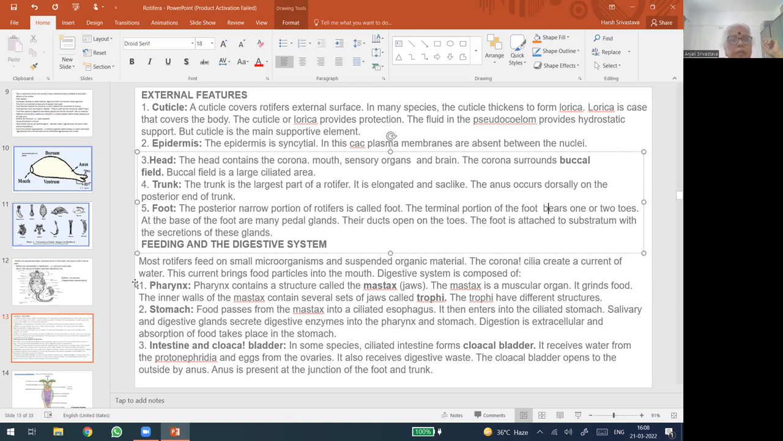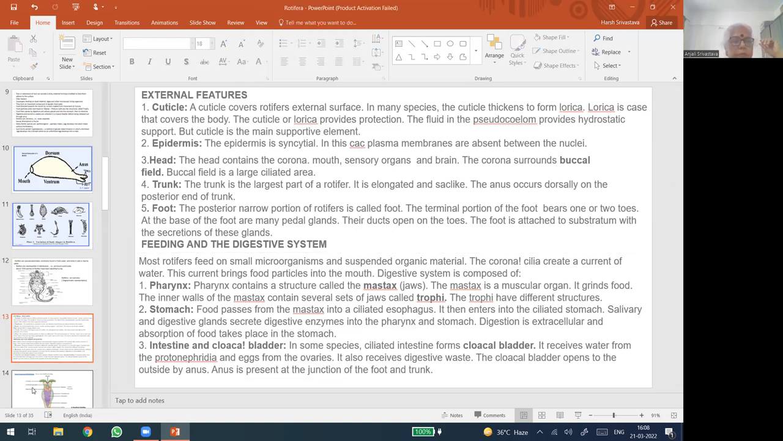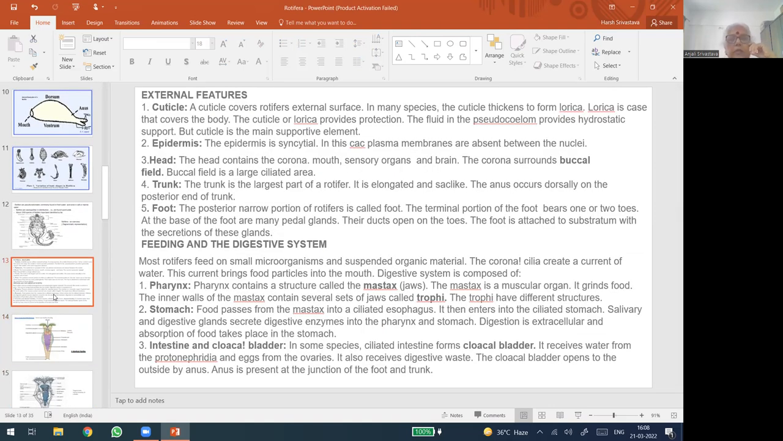Now, the next is the feeding and digestive system. The digestive system is generally well developed in the rotifers. Most rotifers feed on small microorganisms and suspended organic material. The corona's cilia create a current of water. This current brings food particles into the mouth. The digestive system is composed of pharynx, stomach, intestine, and cloacal bladder. The pharynx bears a structure called mastax or the jaws, a muscular organ for grinding food. The inner wall of the mastax contains several sets of jaws called trophi. The trophi have different structures.